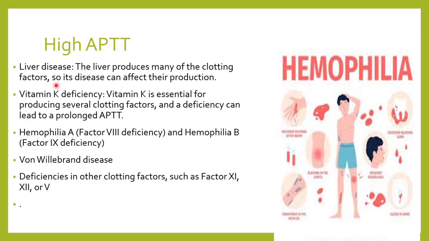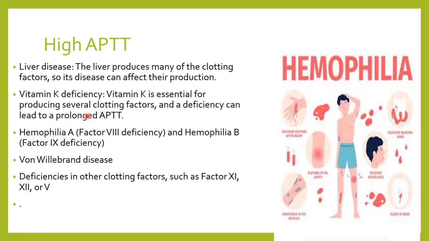So now what are the causes for high APTT? One is, as I've told you, the liver. Liver produces most of your clotting factors. So any disease involving the liver, liver cirrhosis, hepatitis, etc., can cause abnormality in these clotting factors, and hence your APTT might be abnormal. Vitamin K deficiency. I've told you that there are factors like 9, 10, which are all dependent upon this vitamin K. So when there is vitamin K deficiency, even your APTT might be prolonged.